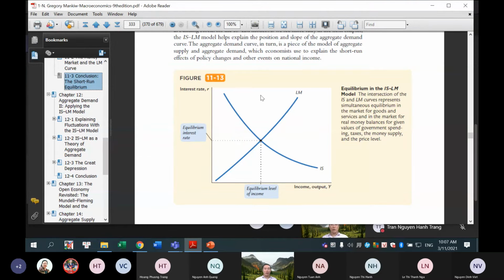Okay, another example. Please tell me what happened to the interest rate, the income, consumption, and investment spending if there is a stock market crash, the stock market collapse. Then what happened to those economic variables? Okay, 2 minutes for you.